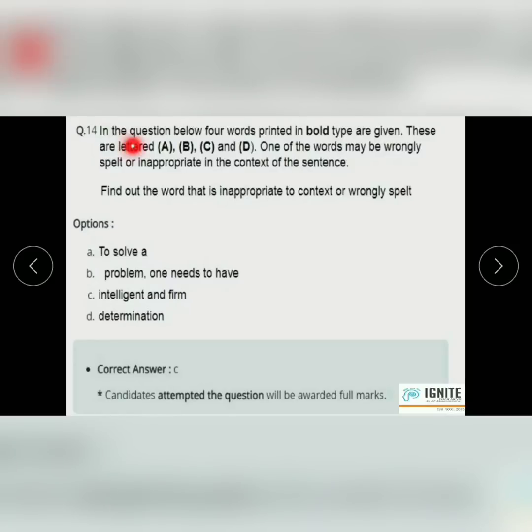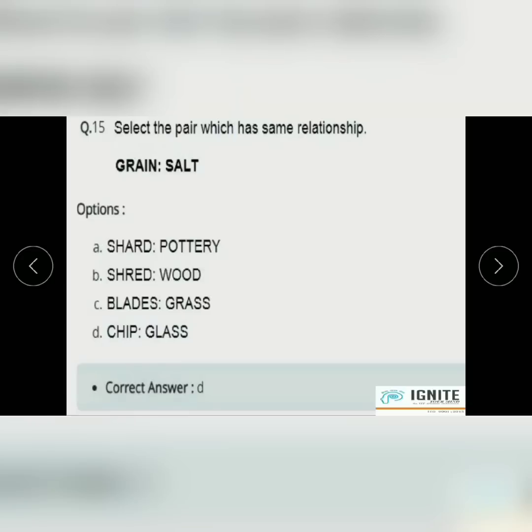Next, question number 14. In the question below, 4 words printed in bold type are given. These are lettered A, B, C, and one of the words may be wrongly spelled and inappropriate in the context of the sentence. But some words are missing here, so skip that question. Next question: select the pair which has the same relationship. Grain, salt. Options are given here. The correct answer is option D, chip, glass.